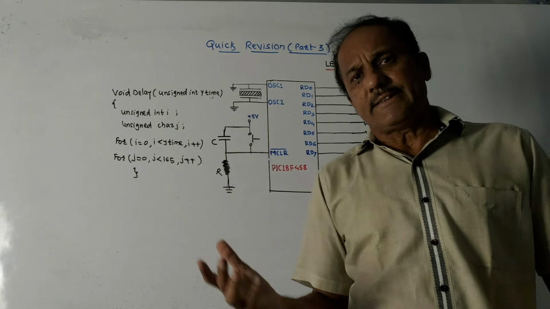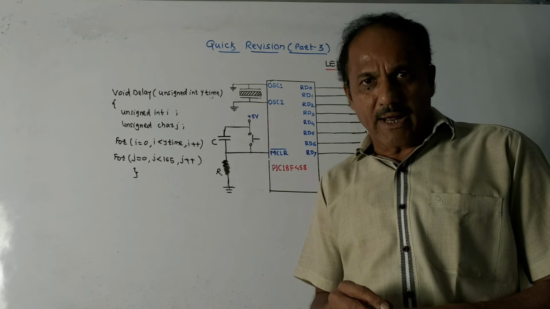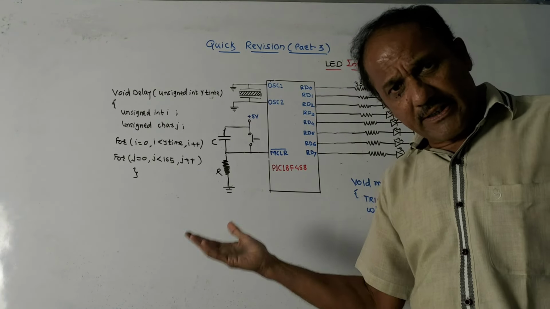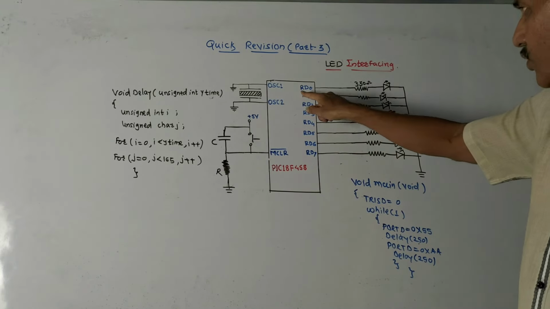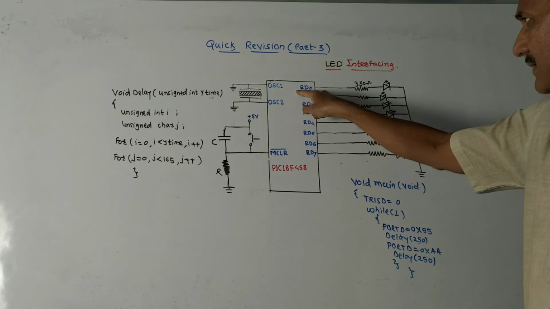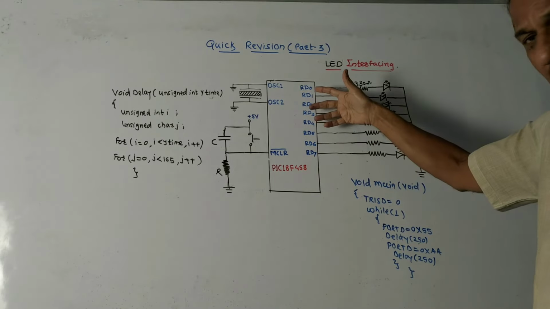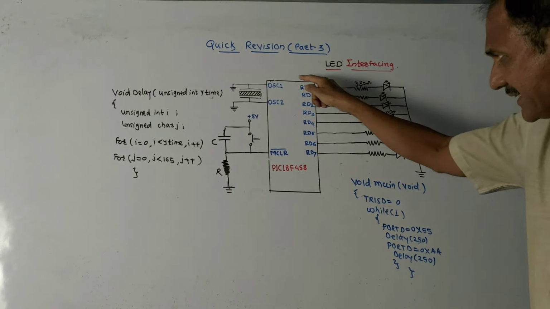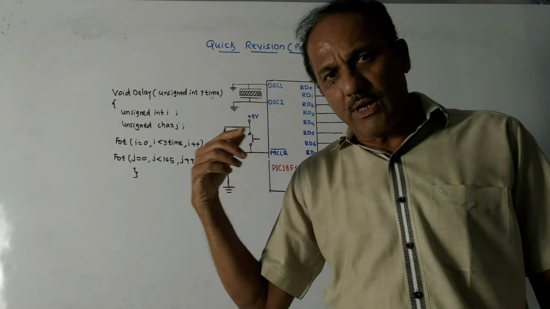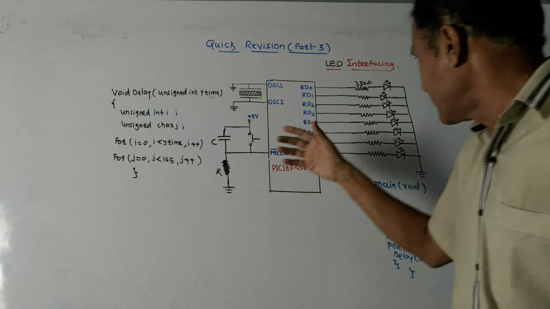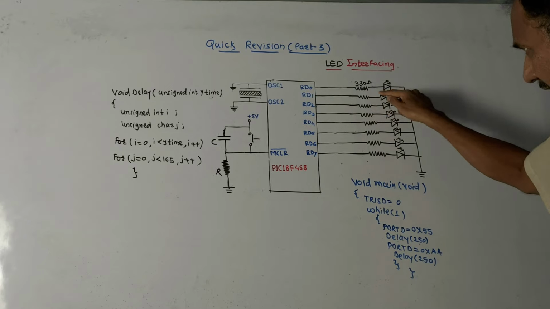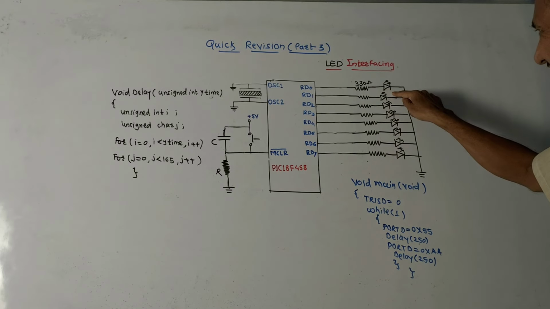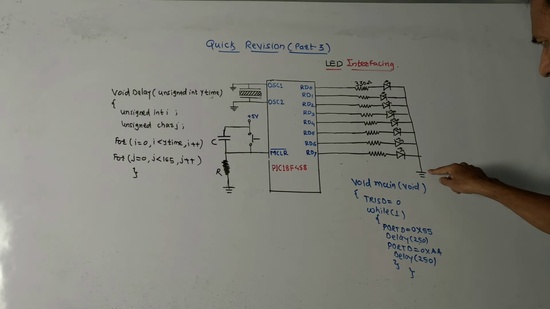Suppose the question is like this: draw an interfacing diagram and write a program for flashing of LEDs connected to port D. The port name can be different, it can be port B, port C, whatever. Presently I am using port D, so pins RD0 to RD7 are used. At the output of each pin, a resistor is connected. This is a current limiting resistor. In this case, the microcontroller will provide the current, so it is acting as a current source. Every line contains a 330 ohm current limiting resistance, and then the LED is connected. This is the common ground connection.